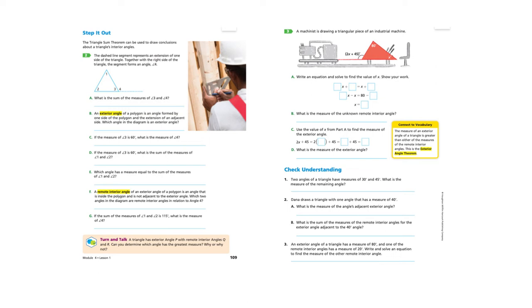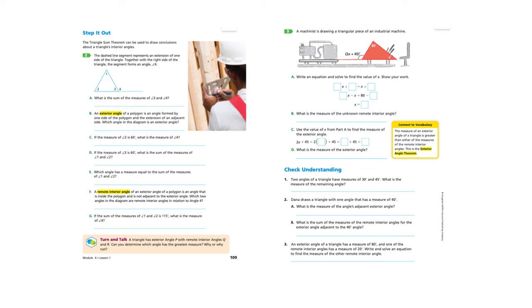So then they ask the question, which angle in the diagram is an exterior angle? I kind of think I gave that away, but you could see it's outside of the triangle, so it's on the exterior. That makes sense. If you look at C, if the measure of angle 3 is 60 degrees, what is the measure of angle 4? So use what you've done previously in these questions, and you'll be able to answer C.